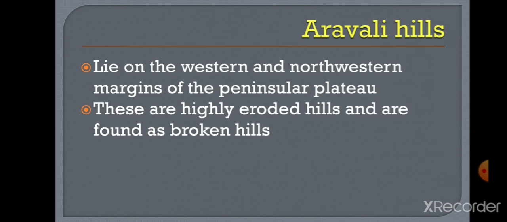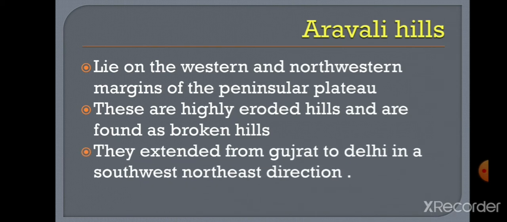Okay, they can be found from Gujarat to Delhi, and that is the kind of area that the Aravali Hills possess. Now second part, they extend from Gujarat to Delhi in a southwest-northeast direction. If I show you this direction, then it could be like this direction. So this is the kind of direction the Aravali Hills have from Gujarat to Delhi.